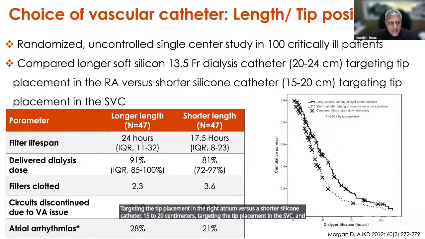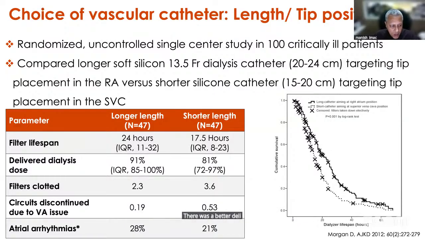And when they looked at the filter lives, as you can see in the table, the longer catheters had a significantly longer filter life as compared to shorter catheters. There was a better delivery of the CRRT dose.